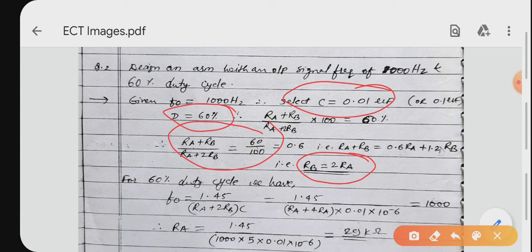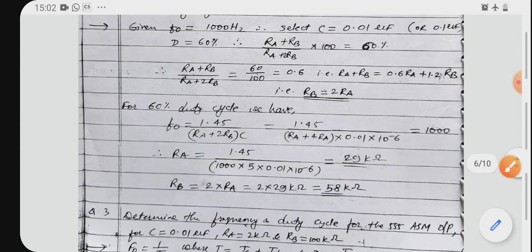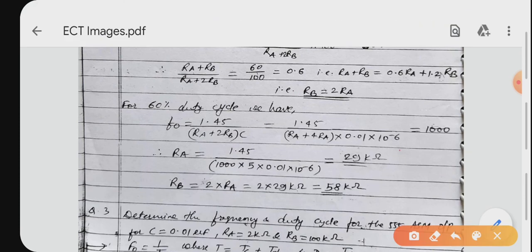When the duty cycle is 60%, the output frequency is Fo is equal to 1.45 divided by (Ra plus 2Rb) into C. So by keeping all the values, you will get the value for Ra as 29 kilo ohm, and Rb, by using this relationship, Rb is equal to 58 kilo ohm.